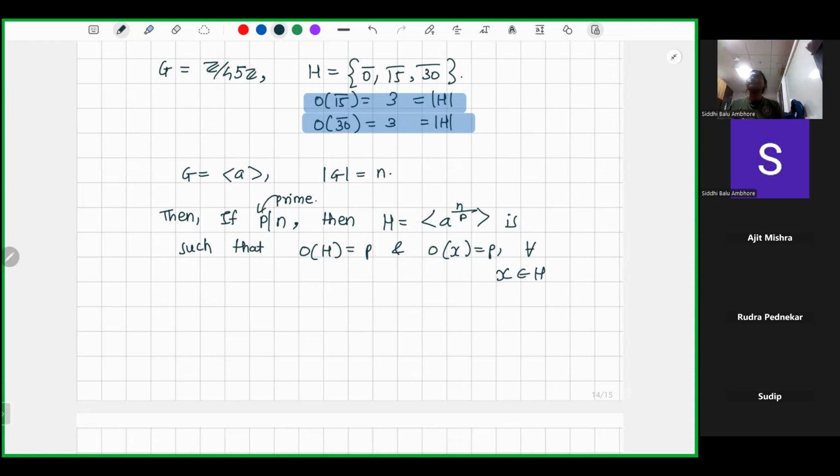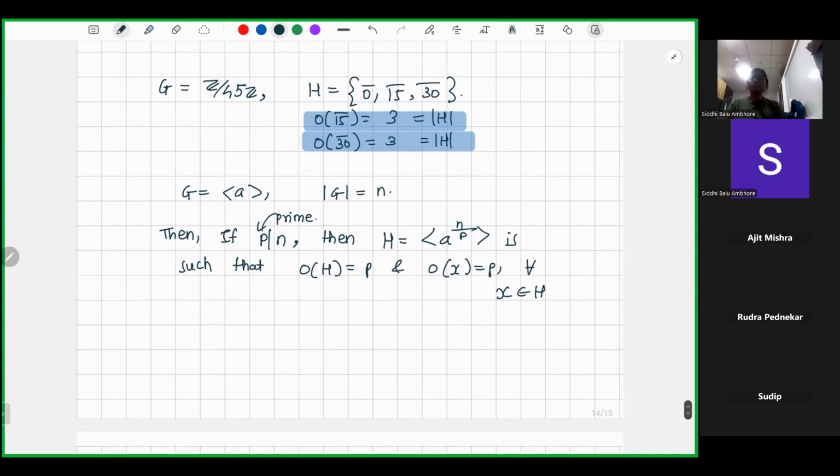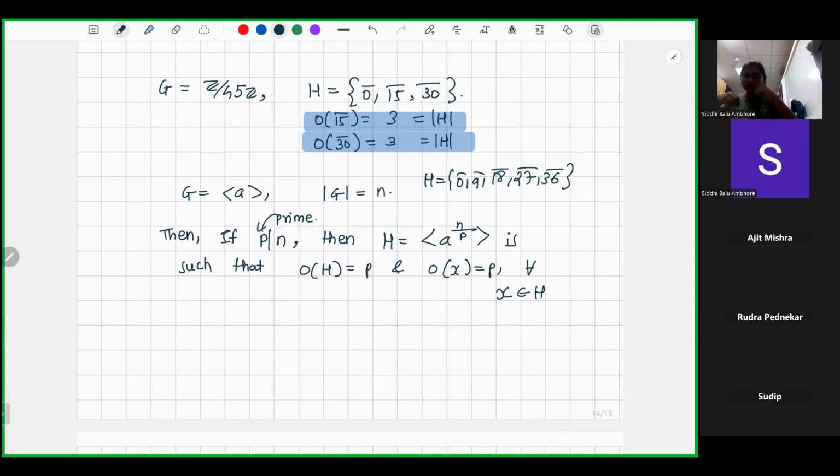Can you all understand that this is happening? And the other prime was 5. So if I take 45 divided by 5, it will be generated by 9 bar, right? If I take H equal to 0 bar, 9 bar, 18 bar, 27 bar and 36 bar, all the elements have order 5. Can we check? 18 times 5 is 90, which is 0 mod 45, and so on for 27 and 36. Yes, all the elements have order 5.